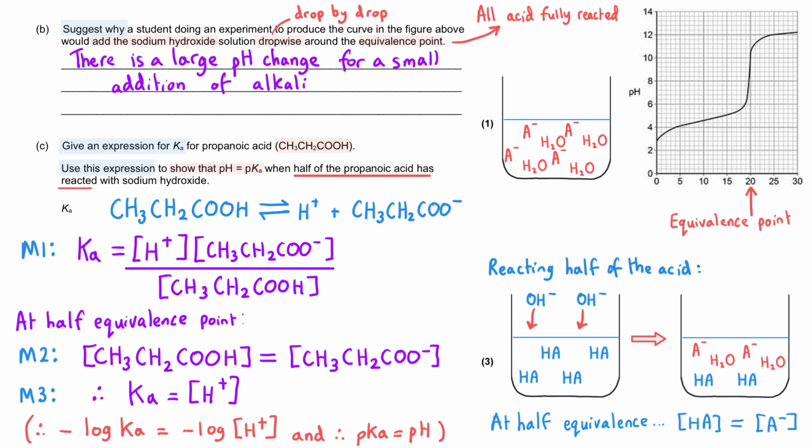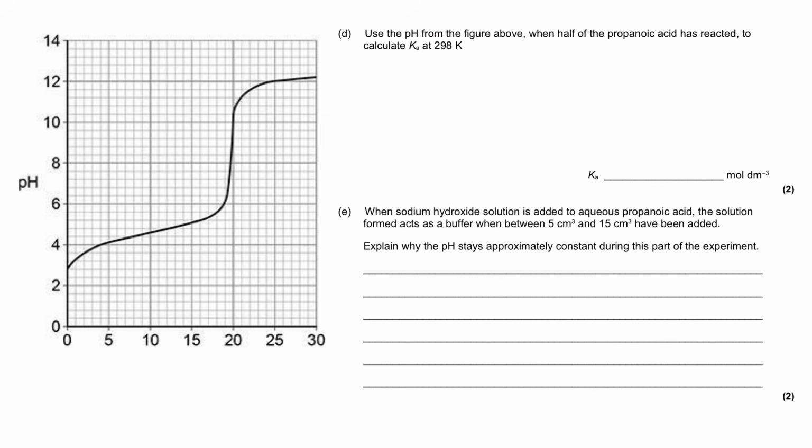And since pKa equals negative log of Ka and pH equals negative log of H+, we can conclude that pH equals pKa. Use the pH from the figure above when half of the propanoic acid has reacted to calculate Ka at 298 Kelvin. To find the part where half of the acid has reacted, we first need to find where all of the acid has reacted, the equivalence point.